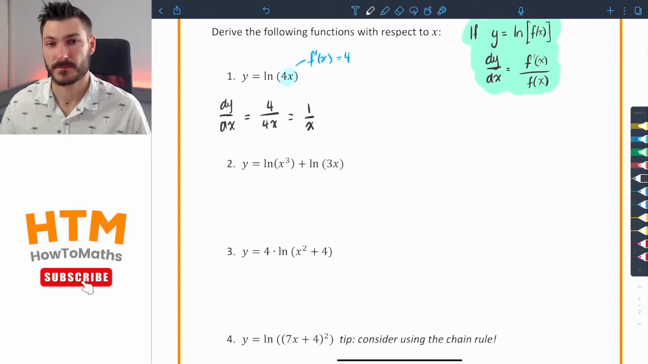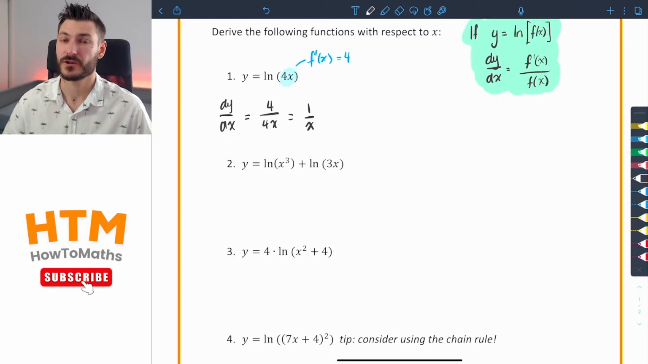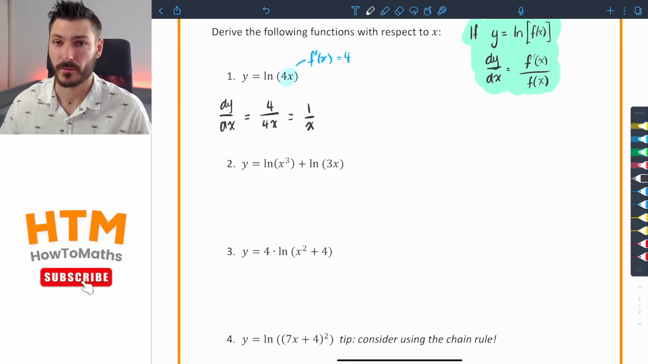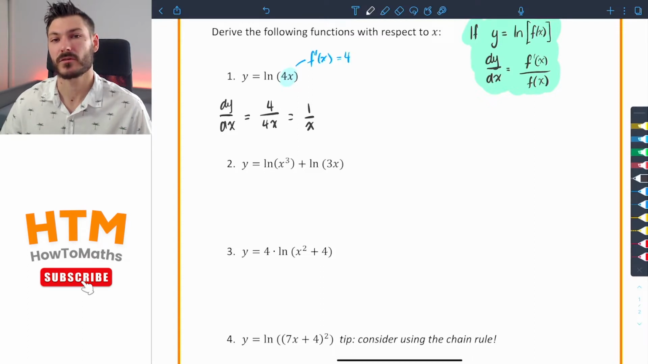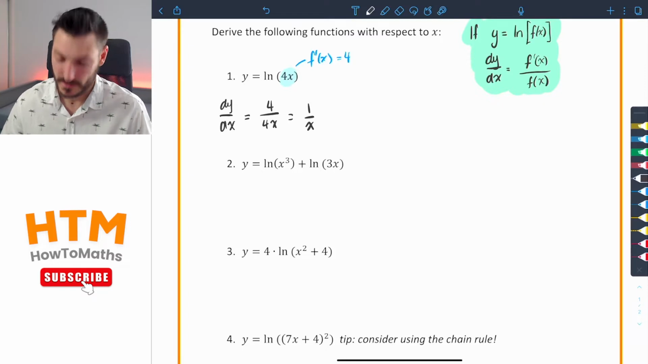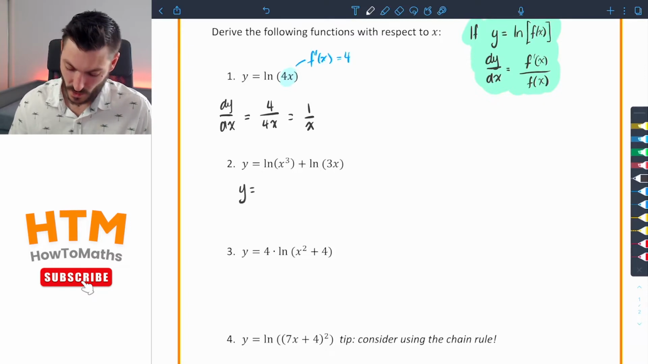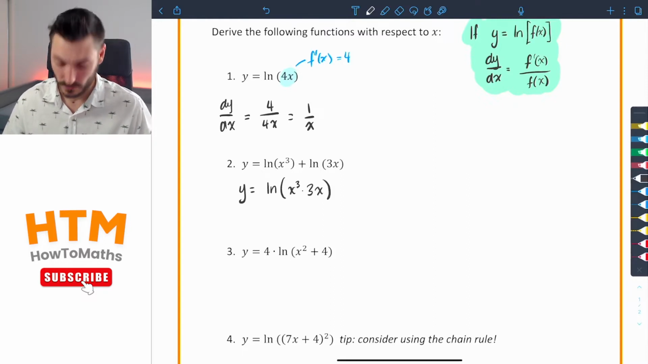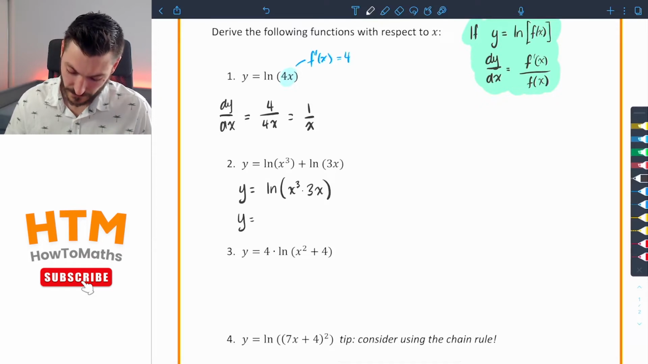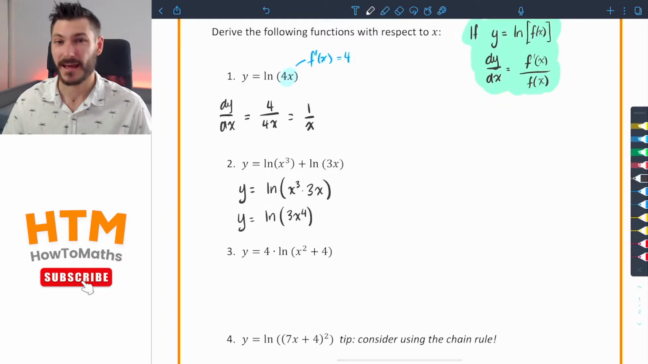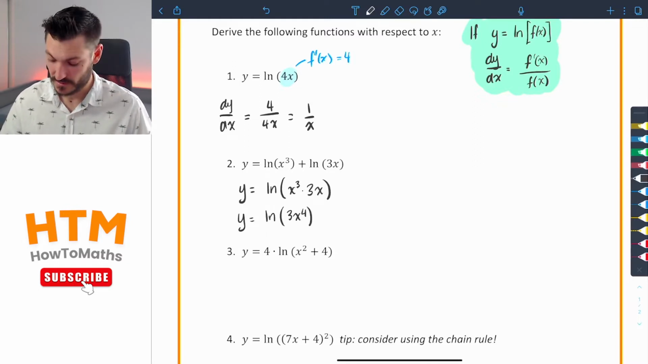Now, question 2. There's 2 ways to do this. We could derive each of the logs individually and then simplify where possible, or we can apply some log laws and combine these 2 logs first, which might be nicer. Now, because it's a product, it probably will be. So let's do that. The first thing I'm going to write is y equals ln of x cubed times 3x. That's one of our log laws, the product log law. And that's going to simplify to y equals ln of 3x to the 4. And now we're going to derive that function instead.